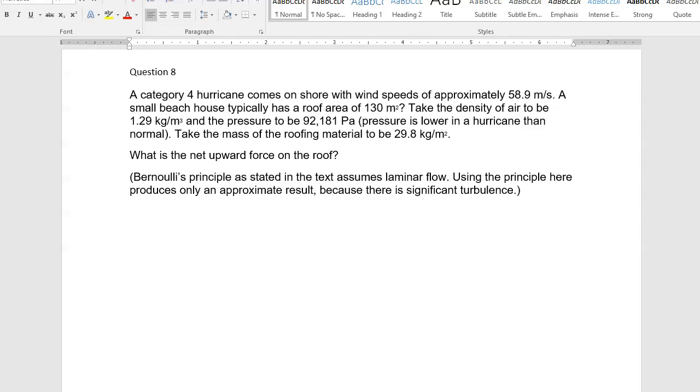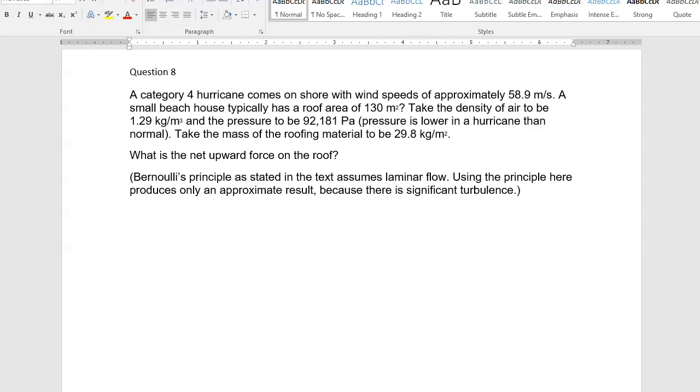All right, in this problem, you've got a category 5 hurricane coming along, and it has winds that are up around 60 meters per second. And you've got a small beach house. I give you the area of a typical beach house, 130 square meters. That's the area of the roof. Take the density of the air to be 1.29 kilograms per cubic meter, and the pressure is lower here because in a hurricane, the pressure is lower than normal.